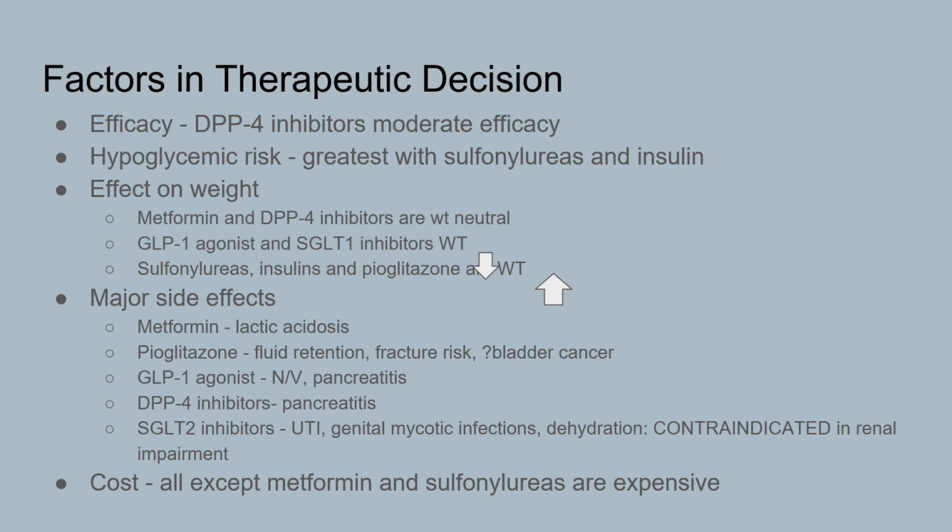So how do we decide which ones we pick? Well, we want to make sure we're picking ones that are efficacious. We want to keep in mind their hypoglycemic risk and their effects on weight. If you have someone that's trying to lose weight, you want to either pick a weight neutral one or one that has an effect of helping with weight loss. You want to keep in mind their major side effects. And all of them except for metformin and sulfonylureas are pretty expensive, so that can be a factor as well.